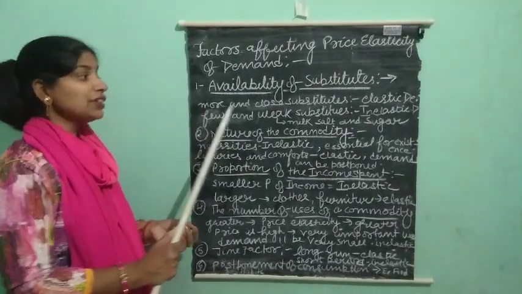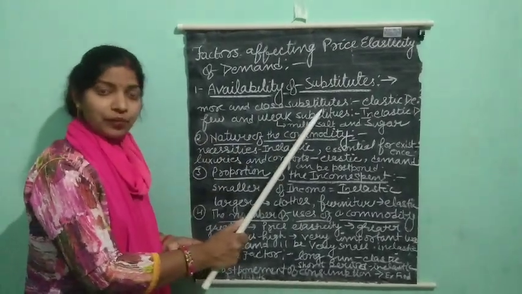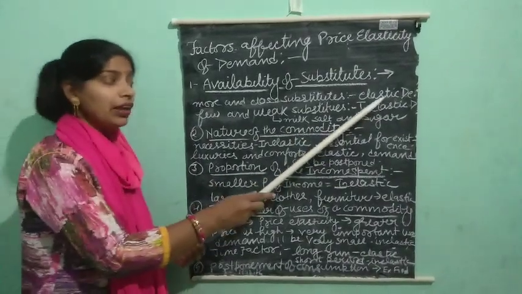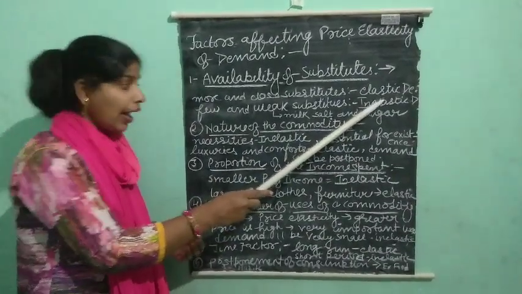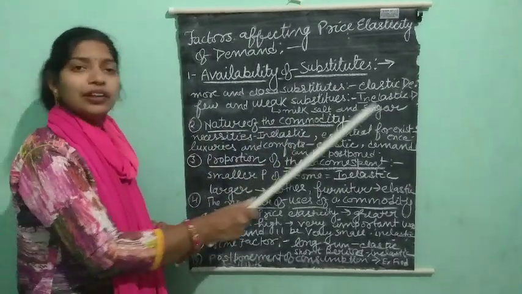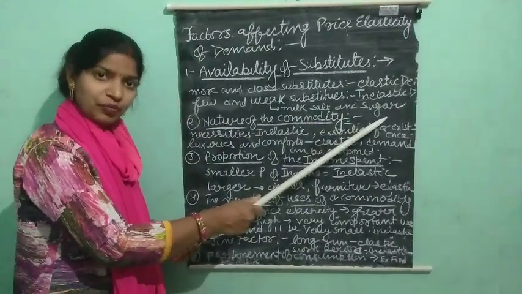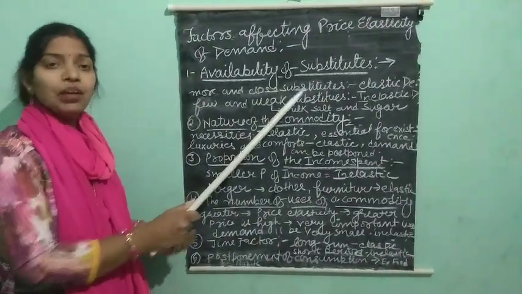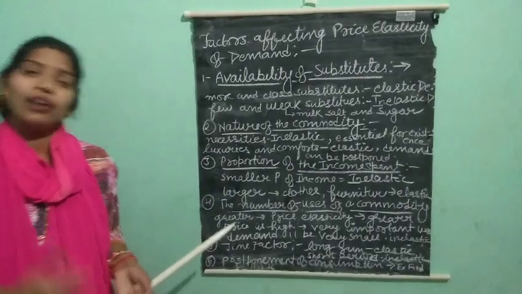First, there are more and close substitutes. If there are more and close substitutes, then the demand will be elastic. And if there are few and weak substitutes, then the demand will be inelastic. For more and close substitutes, we can give the example of tea and coffee.